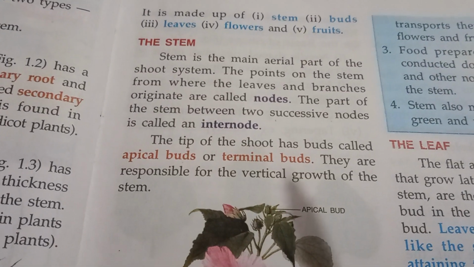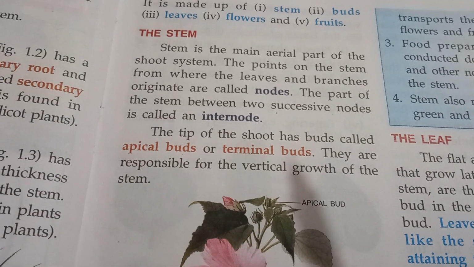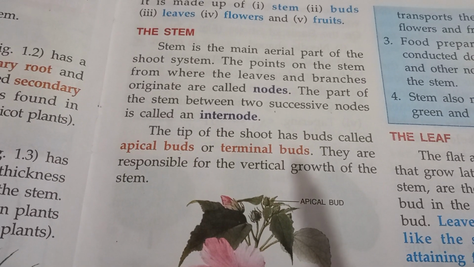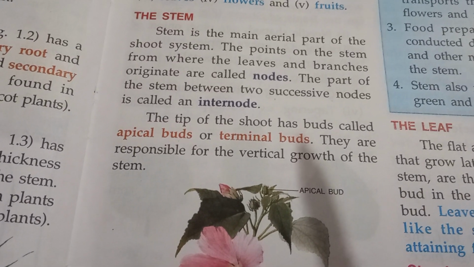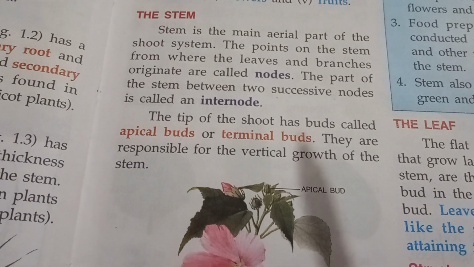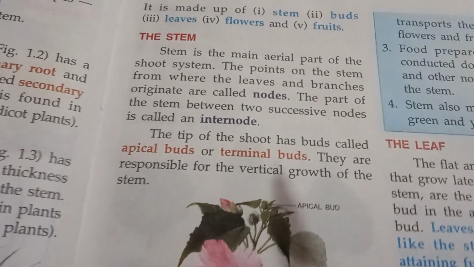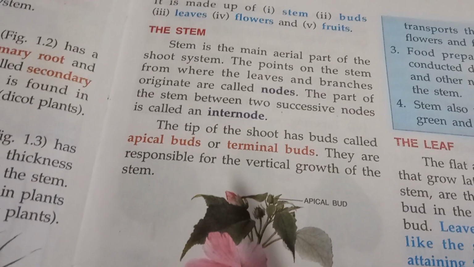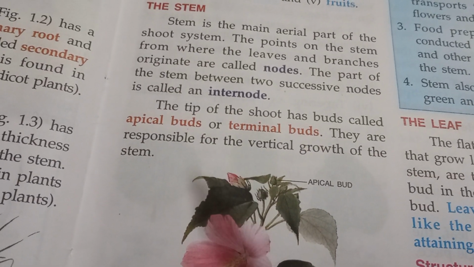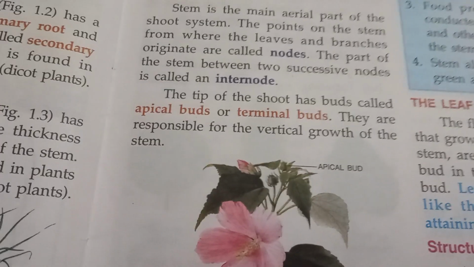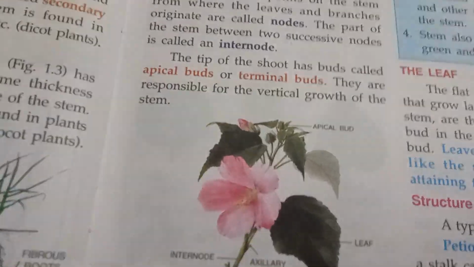The stem. The stem is the main aerial part of the shoot system. The points on the stem from where the leaves and branches originate are called nodes. The part of the stem between two successive nodes is called an internode. The tip of the shoot has buds called apical buds or terminal buds. They are responsible for the vertical growth of the stem.